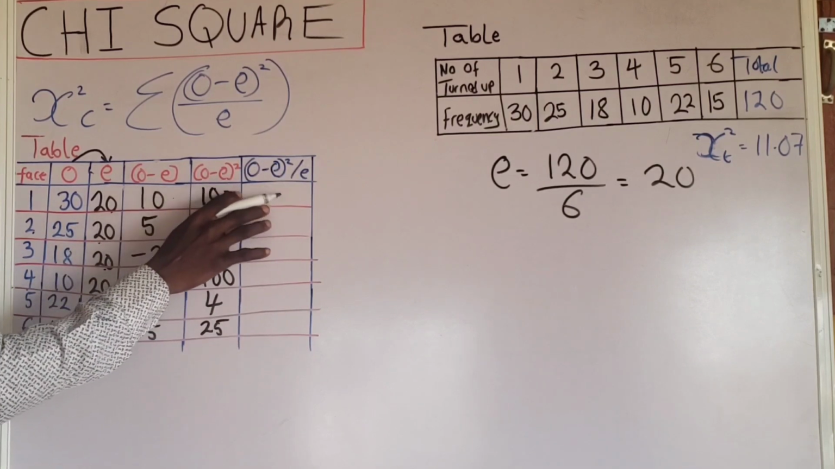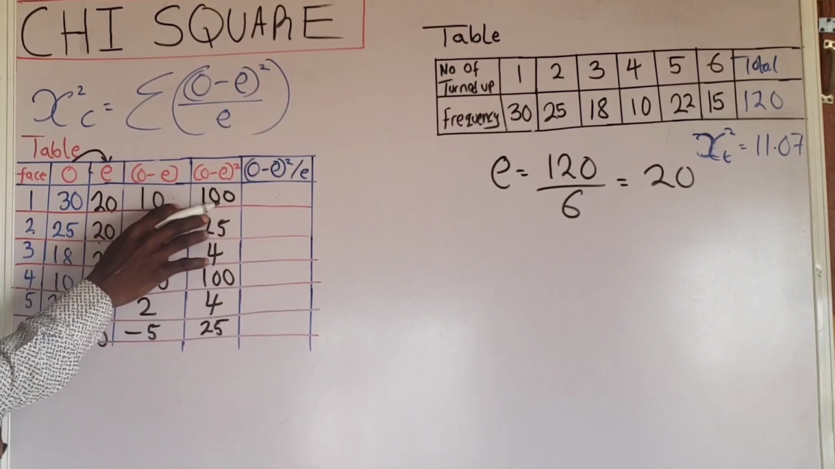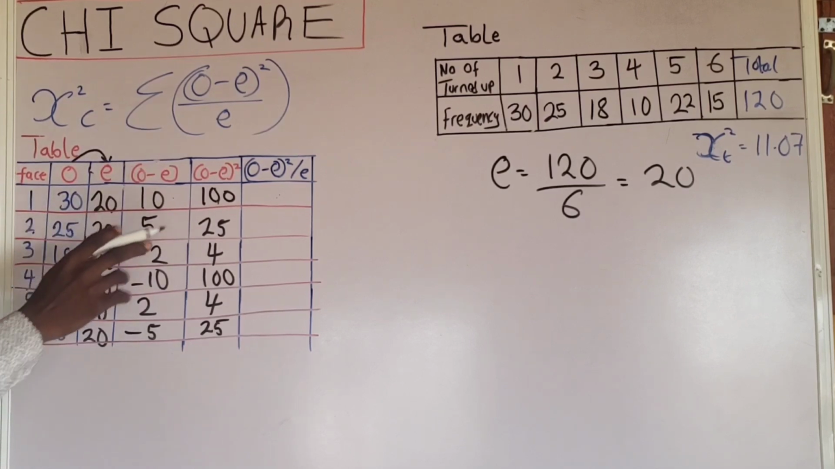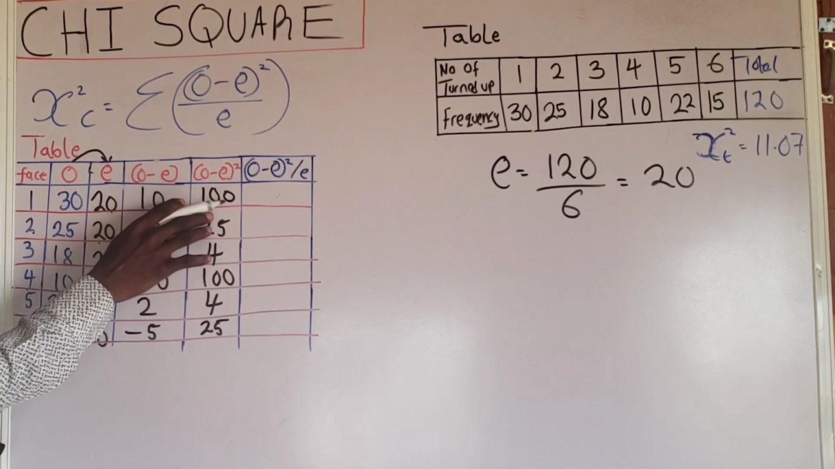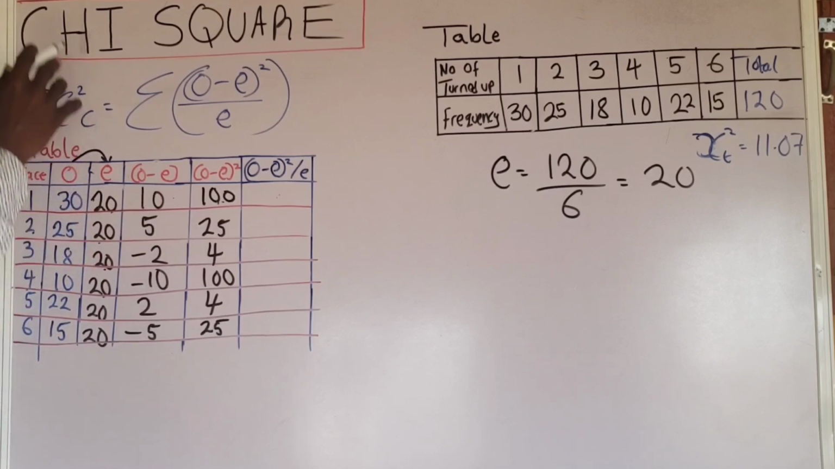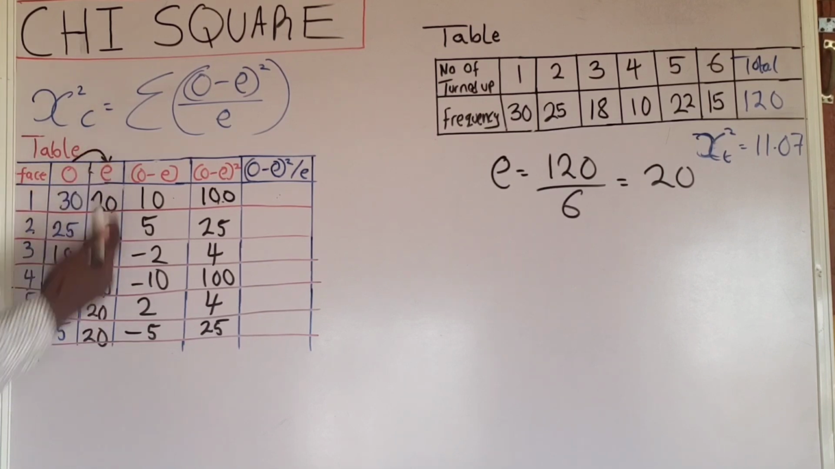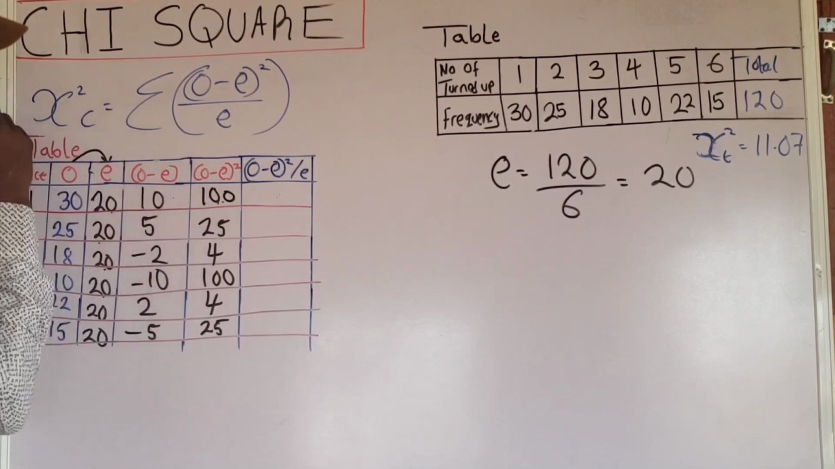Now let's start with these cells. 100 divided by 20, because the corresponding expected value for 100 is 20. Even though all the expected values are the same for all the faces, they are the same because if the die is unbiased, the faces must show in equal numbers. Equal numbers of times. So that's why I have 20 here. So 100 divided by 20 is 5.